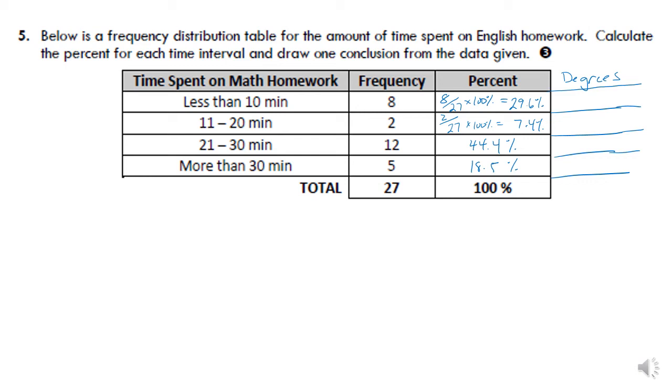Now for degrees, it's almost the same process. So you still are going to do the frequency divided by the total. But instead of multiplying by 100, you're going to multiply by how many degrees there are in a circle. And hopefully most of you remember there are 360 degrees in a circle. So take out your calculator, 8 divided by 27 times 360. We'll go to one decimal place, 106.7 degrees. And we'll do it again.